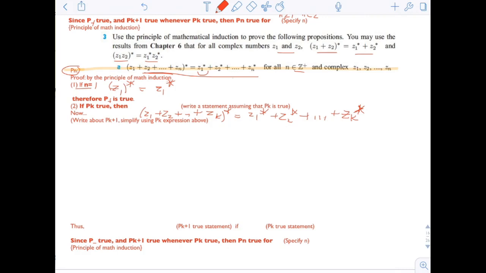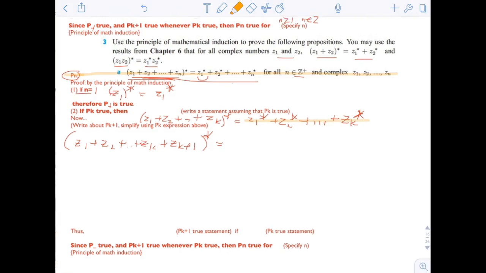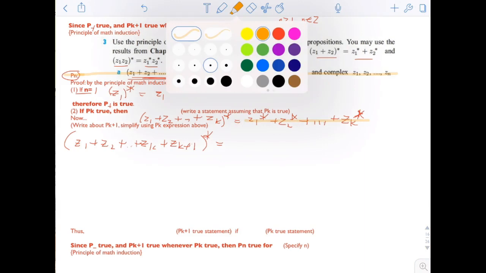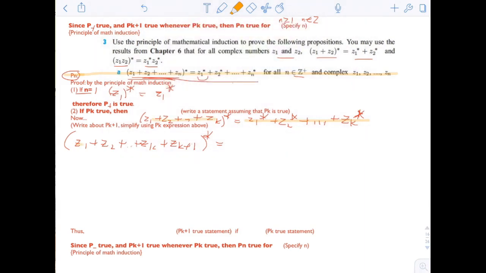Now we're going to write the left side here in terms of k plus 1. So we're going to have z1 plus z2 plus ... all the way to zk plus zk plus 1, because we're doing the k plus 1th case. And then we take conjugate. And now we're going to see, is there a way to use this assumed truth here and maybe substitute in something? So what we're going to do is take the part of this that looks like this, which is up to here, and separate it out with parentheses. So we're going to put z1 plus z2 plus ... plus zk in parentheses, and then we'll leave zk plus 1 separate.